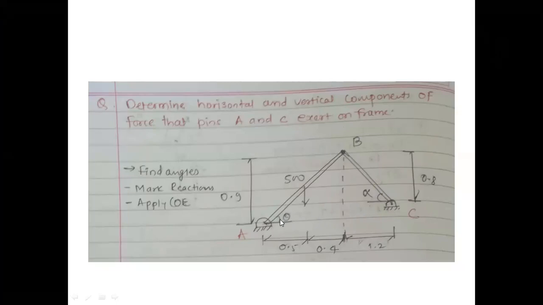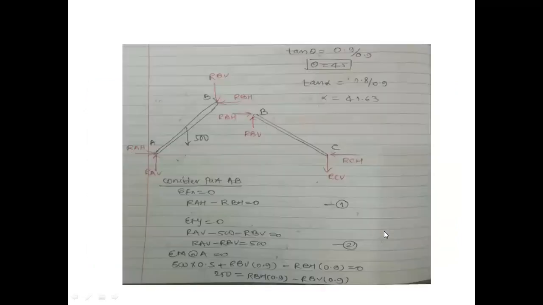To find the angle, what must be known to us? This kind of geometry. This is 0.9 and this is 0.9. We can happily say this will be 45. Here this vertical dimension is 0.8, horizontal is 1.2. Then tan alpha is equal to 0.8 divided by 1.2. In this way we can find the angles. So alpha will be 41.63 and theta will be 45.